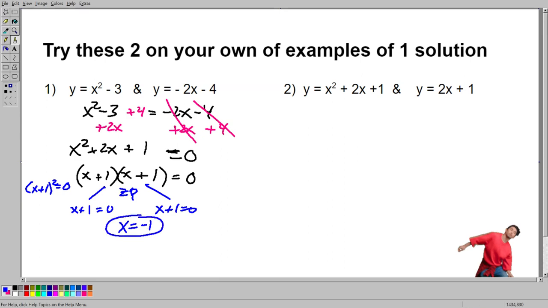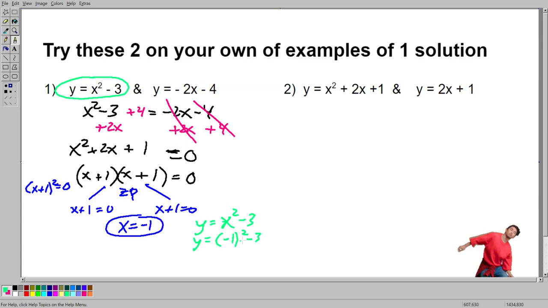Our last and final step is to go ahead and put that into one of our equations. Which equation do you think is easier, the first equation or the second equation? Right? Let's go ahead and choose the first equation. Again, you can use either equation you'd like, but I'll go ahead and use that one. We have y equals x squared minus 3. If x is negative 1, I'll put that in parentheses. What do we get for y?